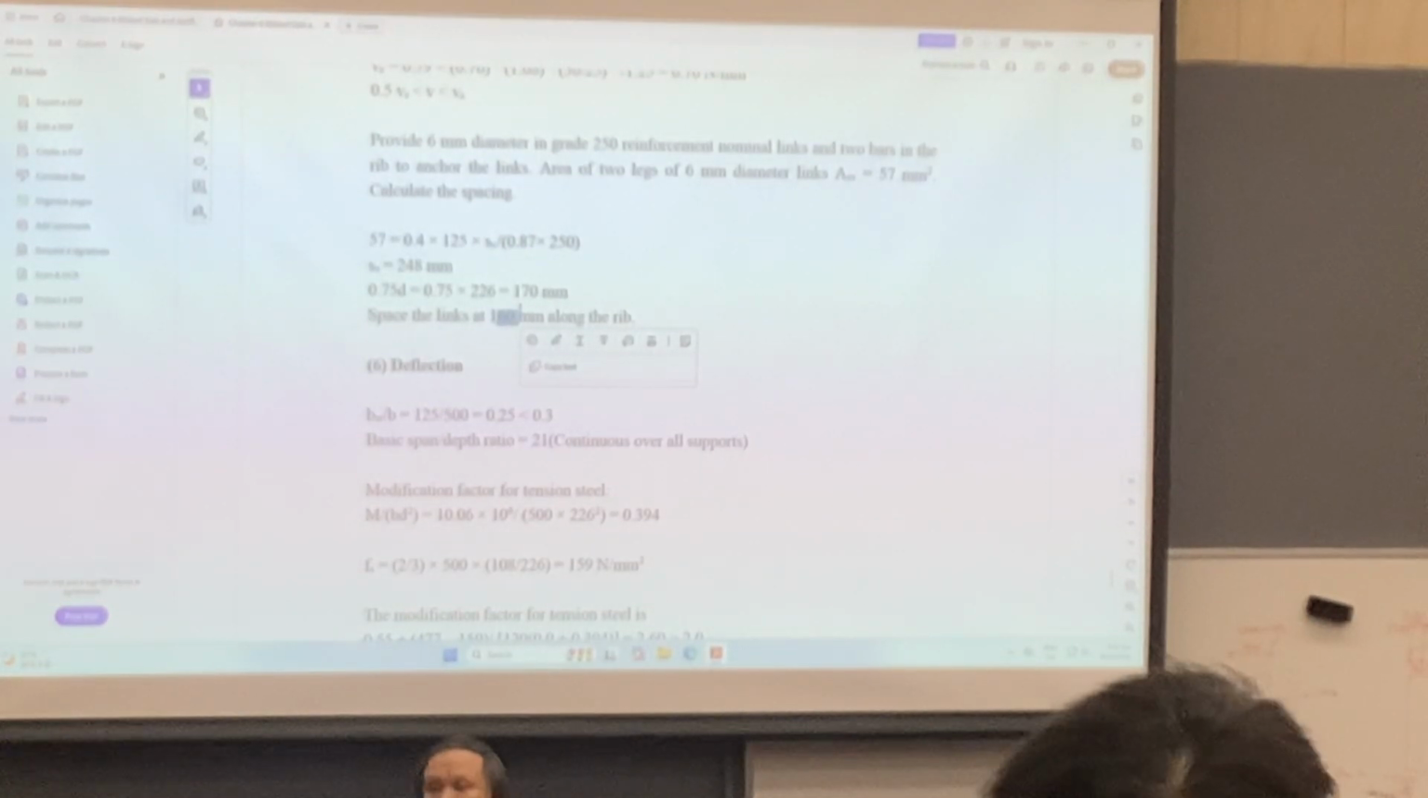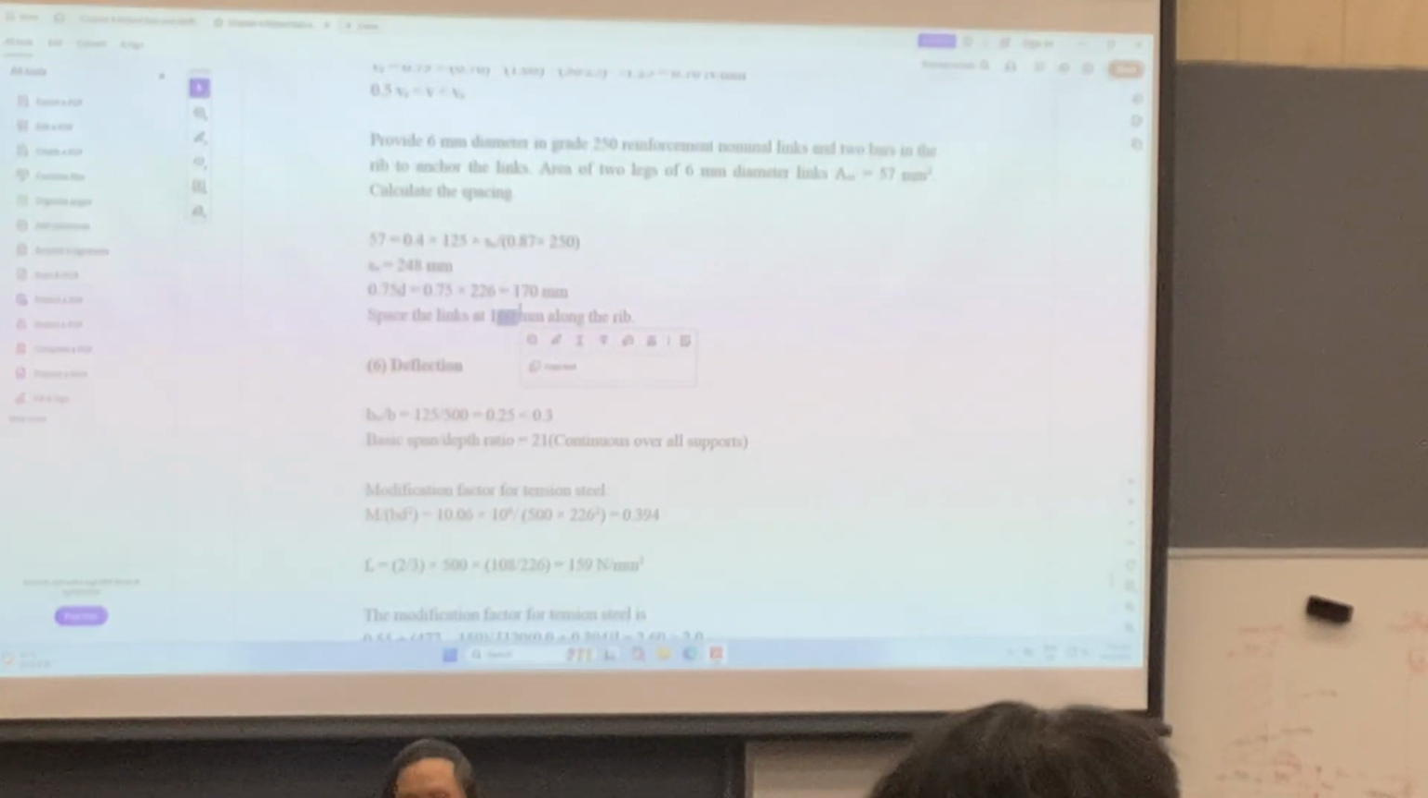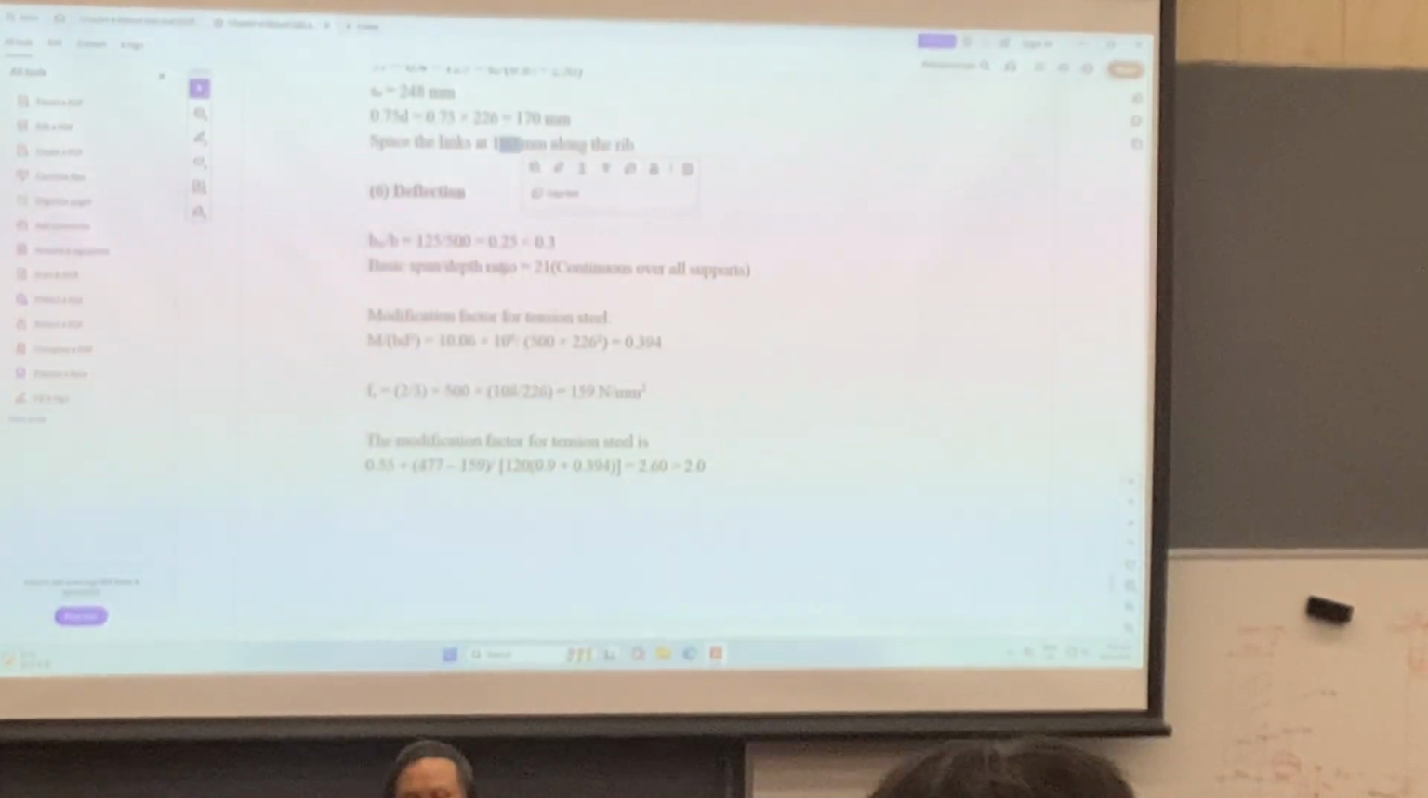Okay? But in practice, usually we will put 150 mm. Okay? Because we use 25 mm, multiple of 25 mm as the standard.